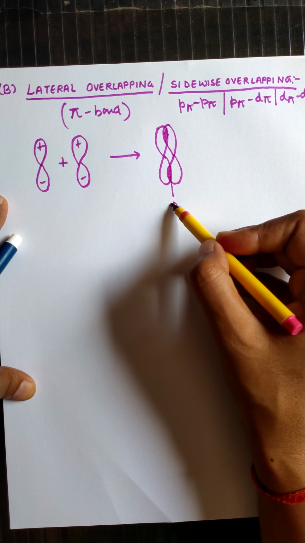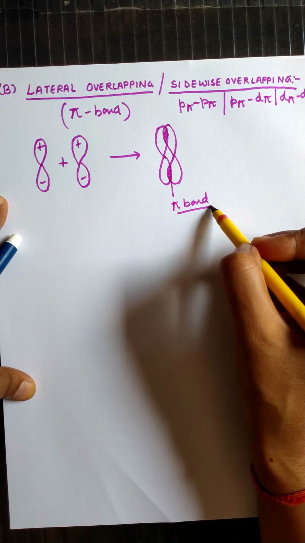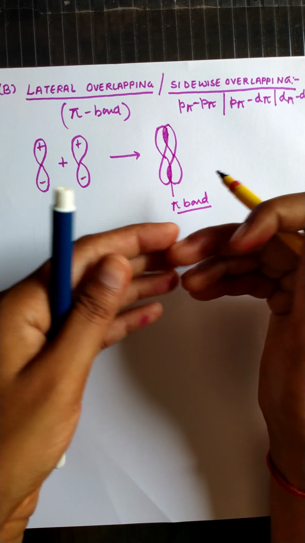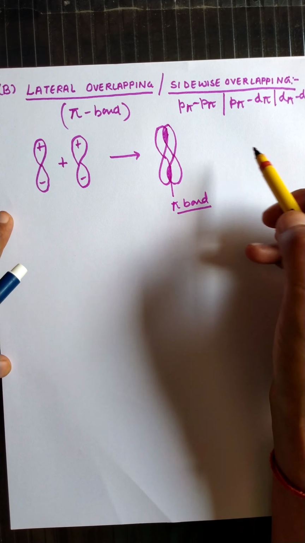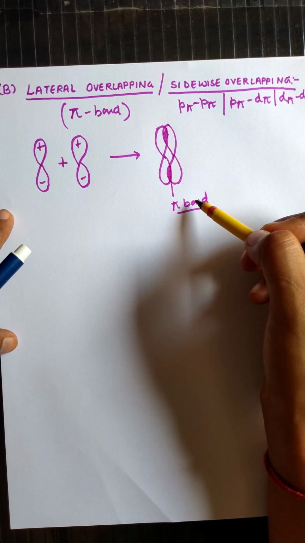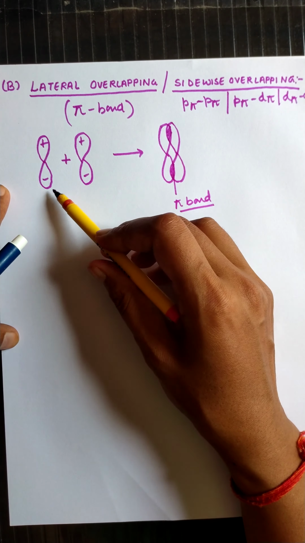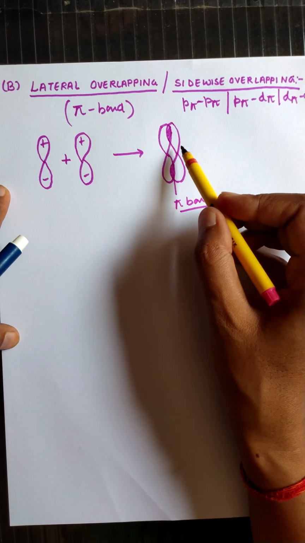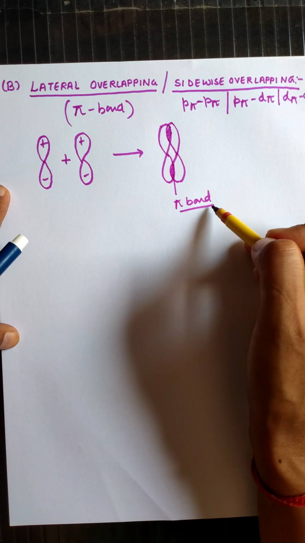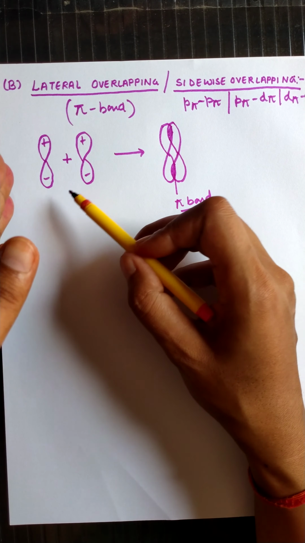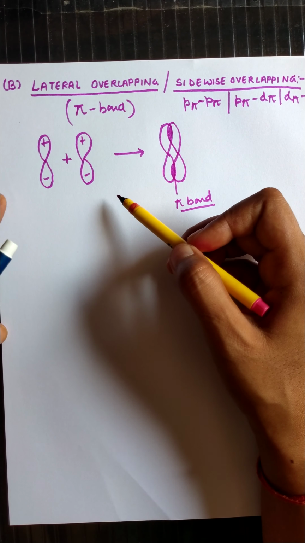A pi bond is formed, and this overlapping is not that strong, so it is a comparatively weaker bond. Due to the sidewise overlapping of p orbitals, a pi bond is formed. It is also called parallel overlapping because both the orbitals are generally parallel to each other.